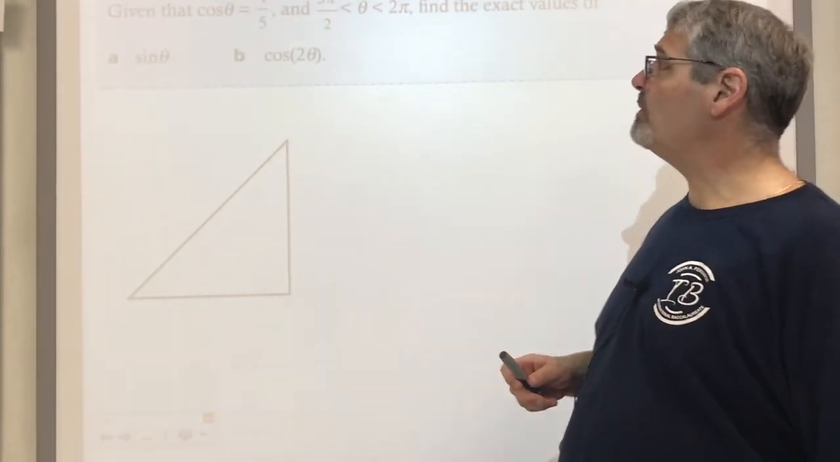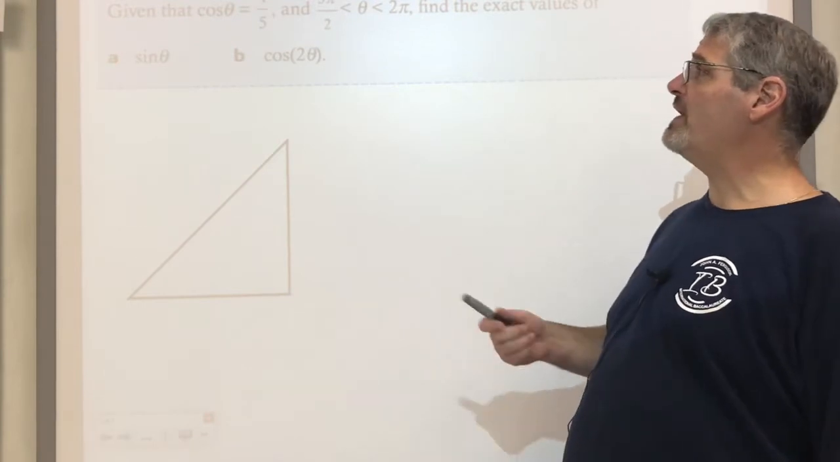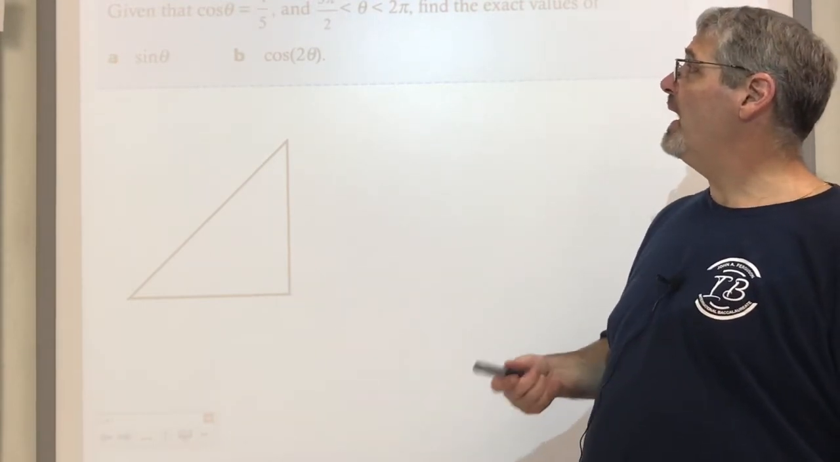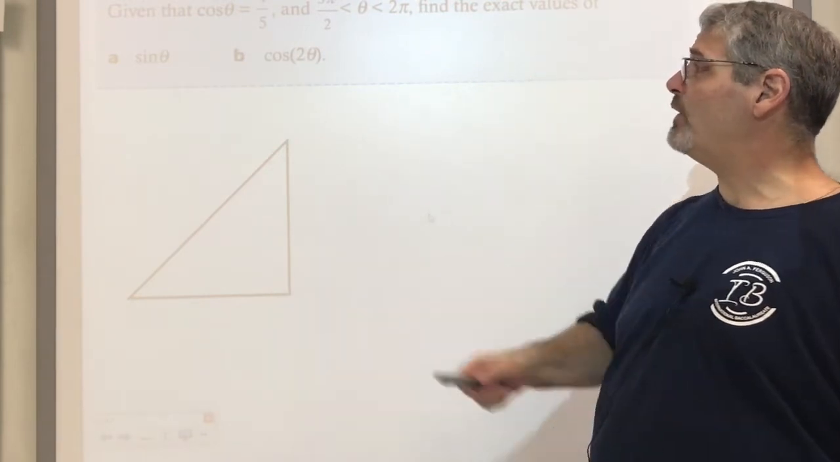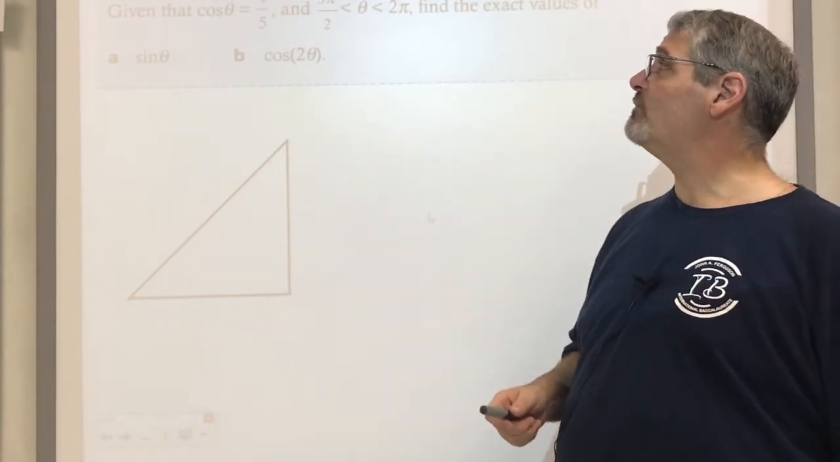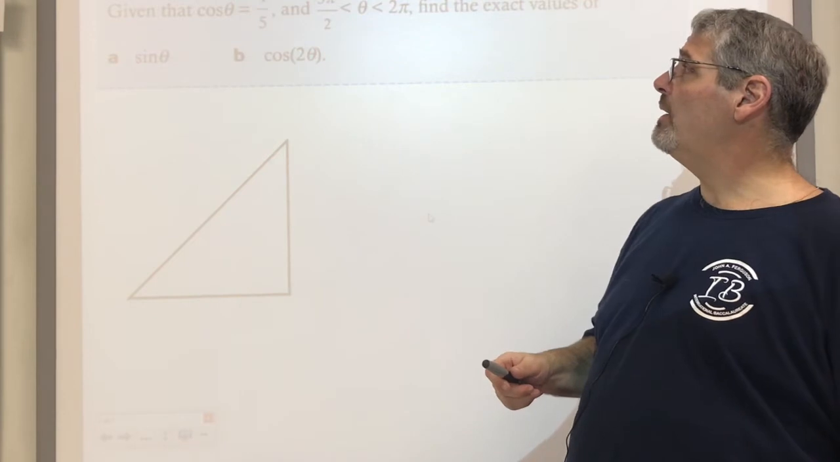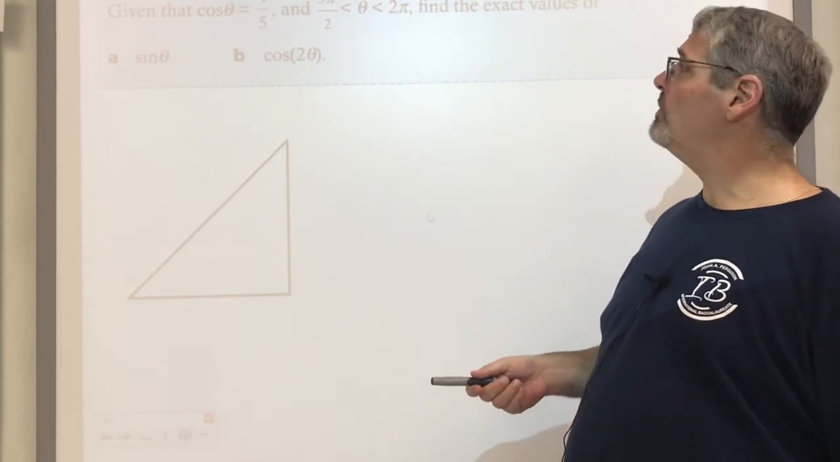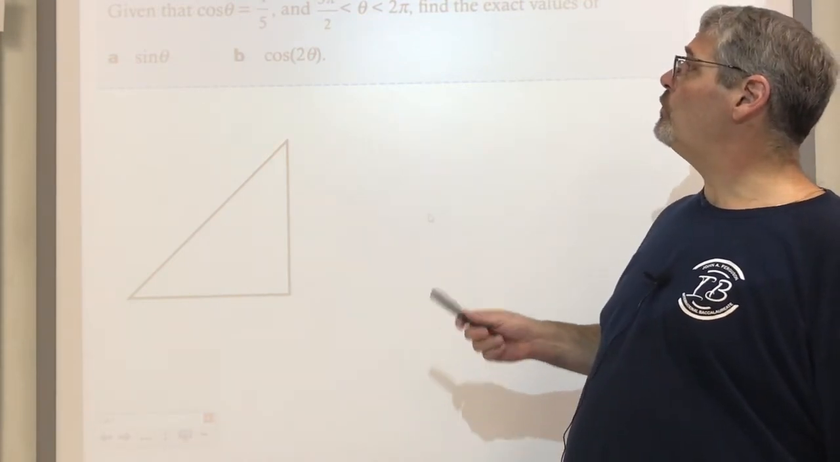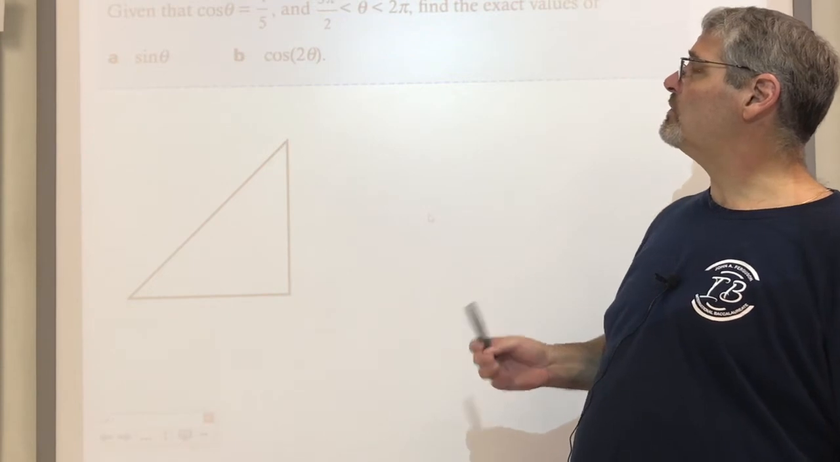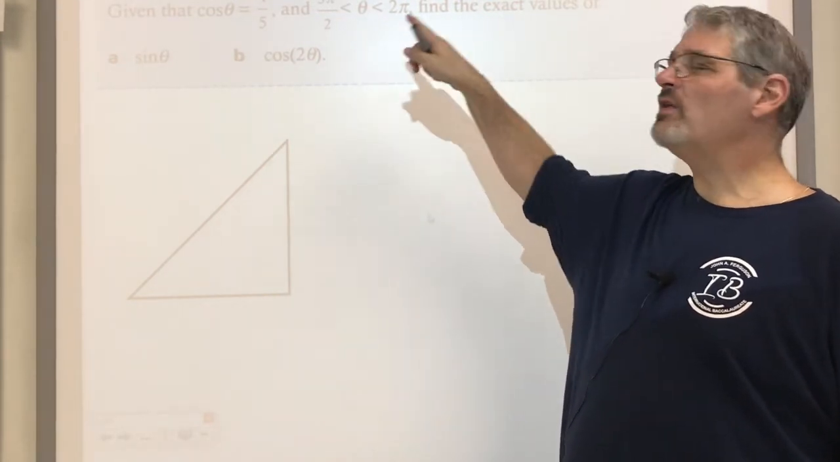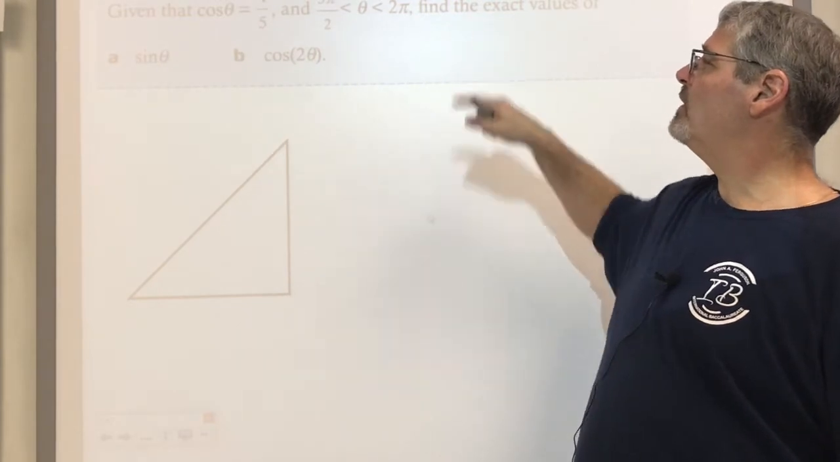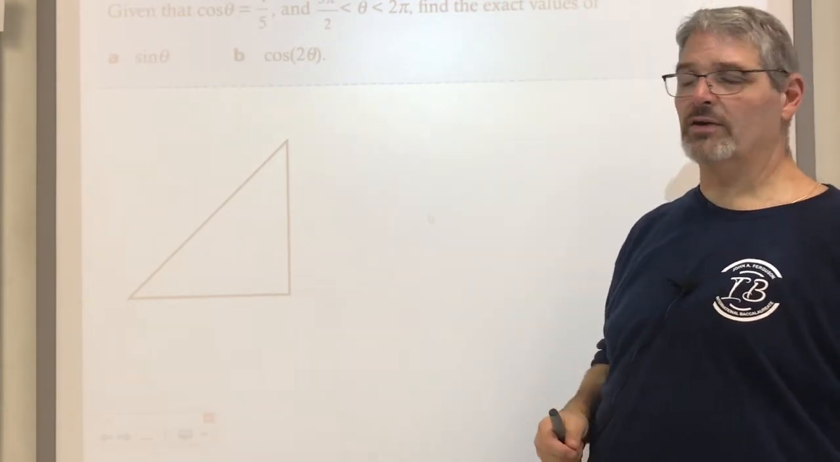The next example, they're giving me that the cosine of theta is 4 over 5, and they want to know to find the exact value of sine of theta and cosine of 2 theta from 3 pi over 2 to 2 pi. So that's a really small distance. 3 pi over 2 is 270 degrees. So from 270 degrees to 360 degrees.